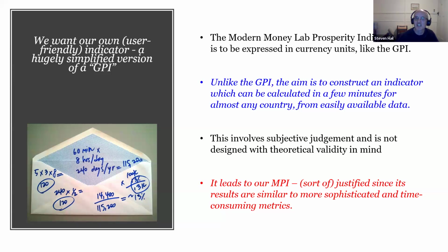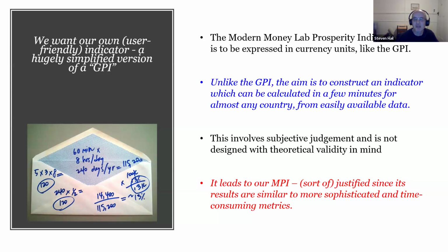How can we find just 5 or 6 easy to find statistics which will give us something like the genuine progress indicator, if we're not too precious about the theoretical validity of what we're doing? So unlike the GPI, the aim is to construct an indicator which can be calculated in a few minutes for almost any country from easily available data, more or less on the back of an envelope. This involves subjective judgment. It's not designed with theoretical validity in mind.